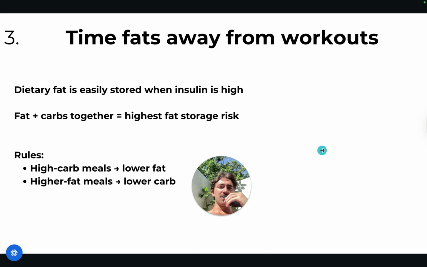Next thing is timing fats away from your workouts. Dietary fat is easily stored when insulin is high. So basically, when you're eating carbs pre and post workout, you're spiking insulin, and you do not want to have high dietary fats in those same meals with your high carbs. Insulin is a storage hormone, so fats and carbs together is going to bias more dietary fats towards fat storage.